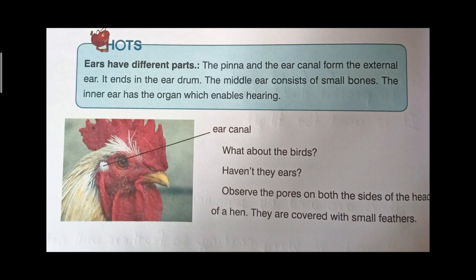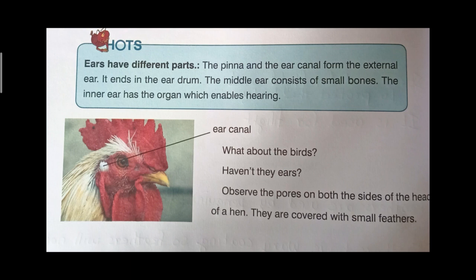So on the same page you can see a picture of a cock. Can you see any pinna here? There is no pinna. External projections are not there. The external ear is absent here, but they have a small hole, labeled ear canal. Through that hole, the sound vibration can enter.